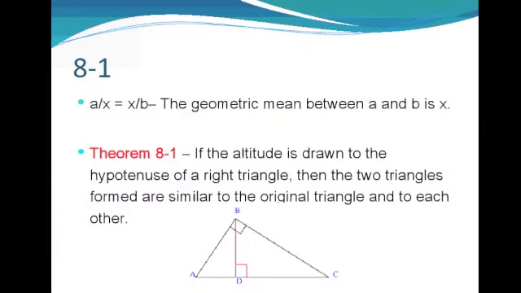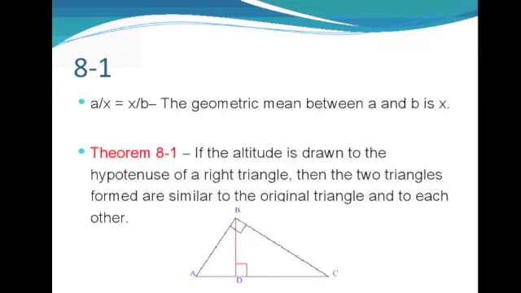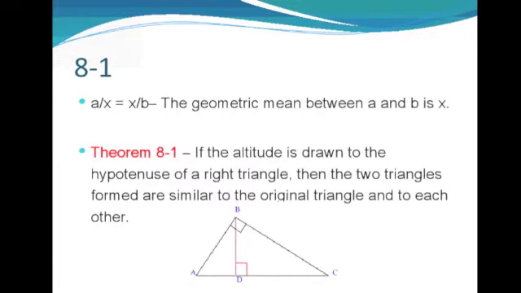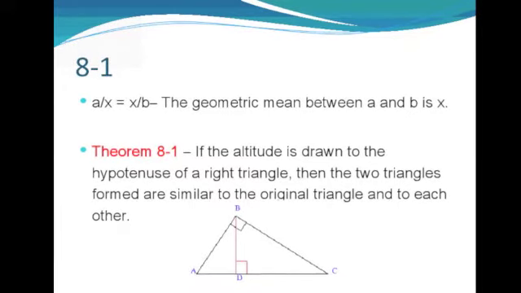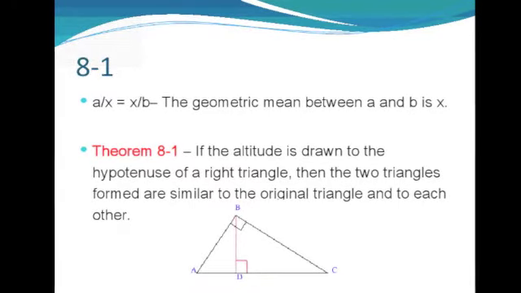over x equals x over b, the geometric mean between a and b is x. Theorem 8.1 states that if the altitude is drawn to the hypotenuse of a right triangle, then the two triangles formed are similar to the original triangle and to each other.